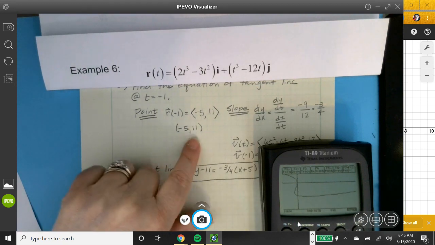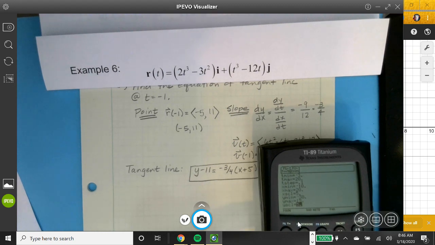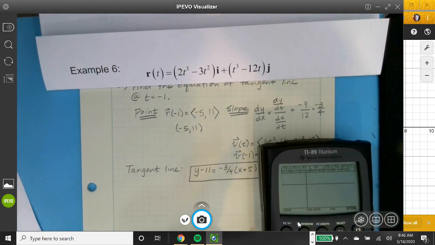-5, 11. That's where my point is. So I probably need to change my window again in the x min. Let's make this -10, and then the y max needs to be at least 15 so we can see that curve. Okay, here we go. There's the graph.